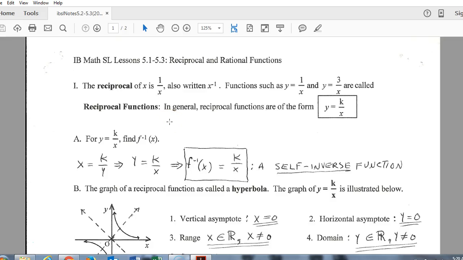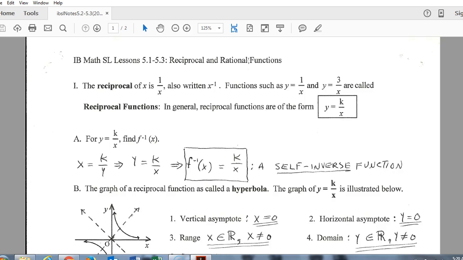This will be your one and only lesson here for Chapter 5 stuff. This is all about reciprocal functions, or what we would call rational functions. This is the way you would have heard it in the past. In Algebra 2, we do a whole chapter on rational functions.